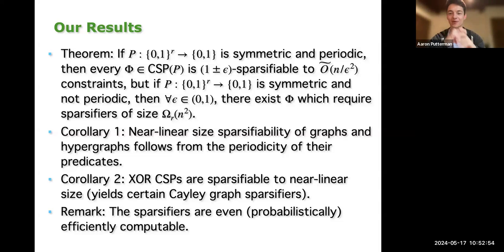One other remark, which is not going to be shown in the theorem, and which I probably won't have time to go through the details or the proof of today, is that the sparsifiers which we guarantee to exist, we can even compute efficiently, in the sense that we have probabilistic polynomial time algorithms which can compute the sampling rates and construct a sparsifier with high probability in this setting.